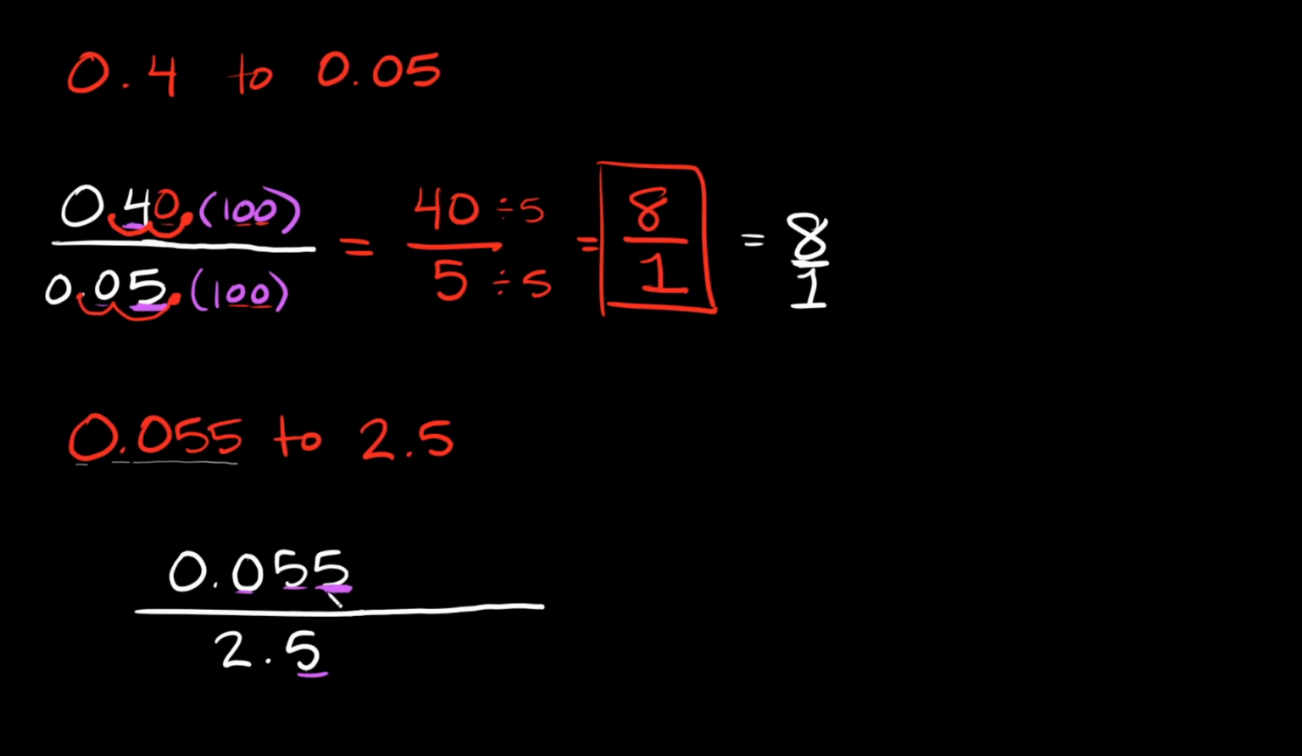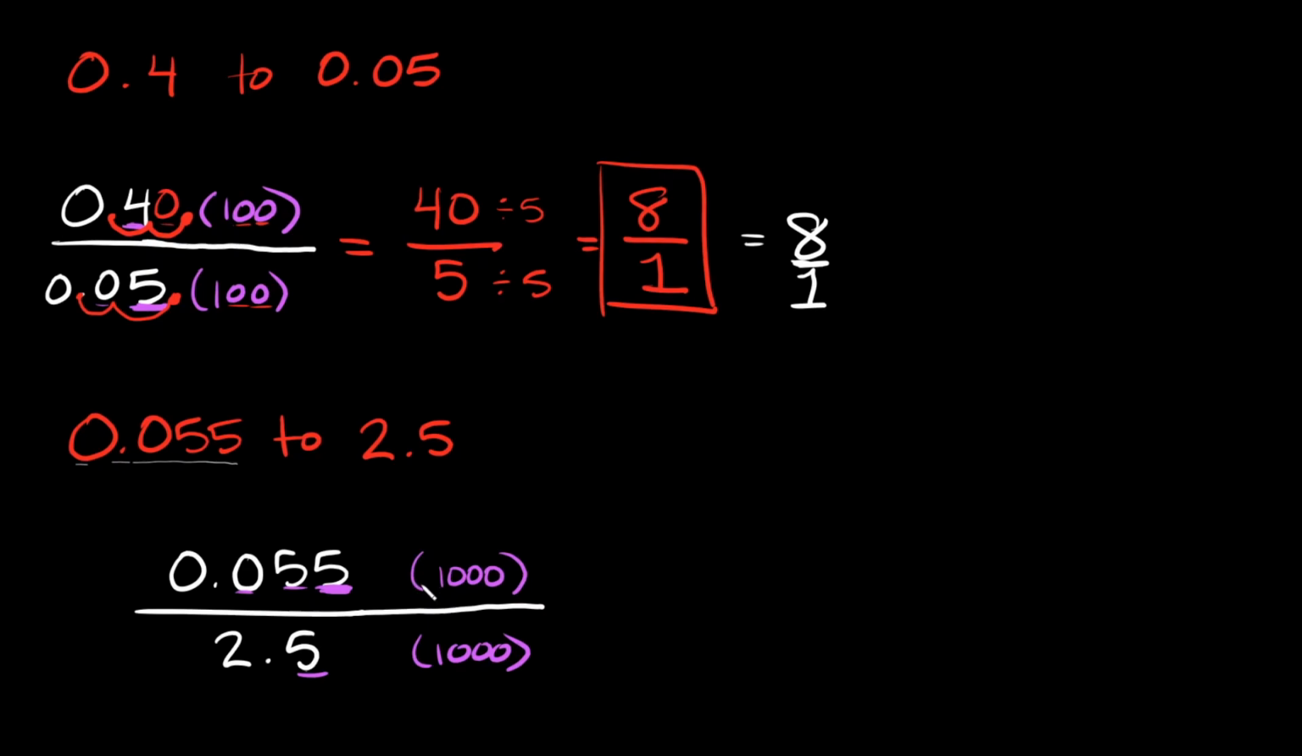So since this number up here has more decimal places and it ends in the thousandths place, we're going to multiply the top and the bottom by 1,000. Okay, now after that, all you have to do is multiply these together.